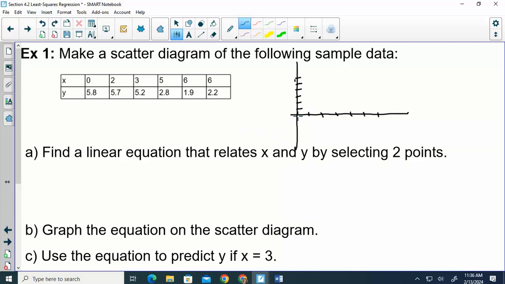Okay, so I could try to plot my points: 0, 5.8; 2, 5.7; 3, 5.2; 5, 2.8; 6, 1.9; and 6, 2.2.